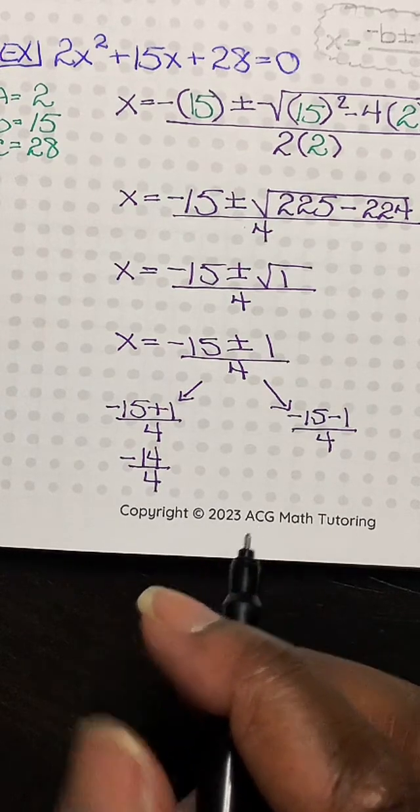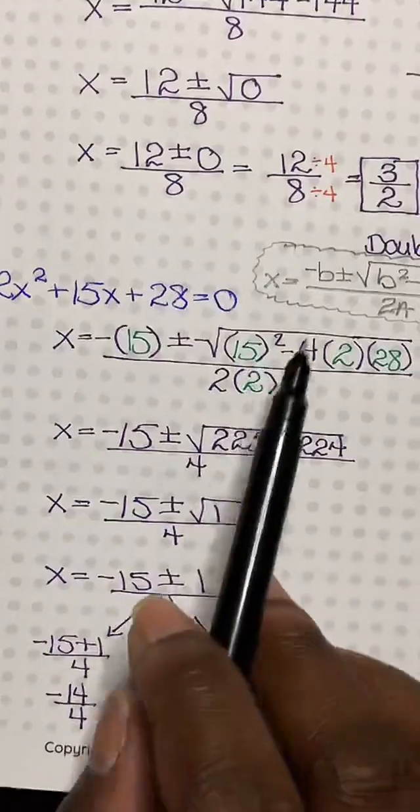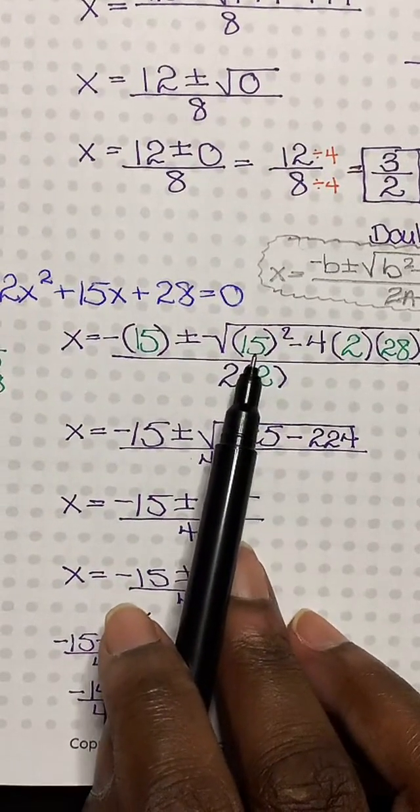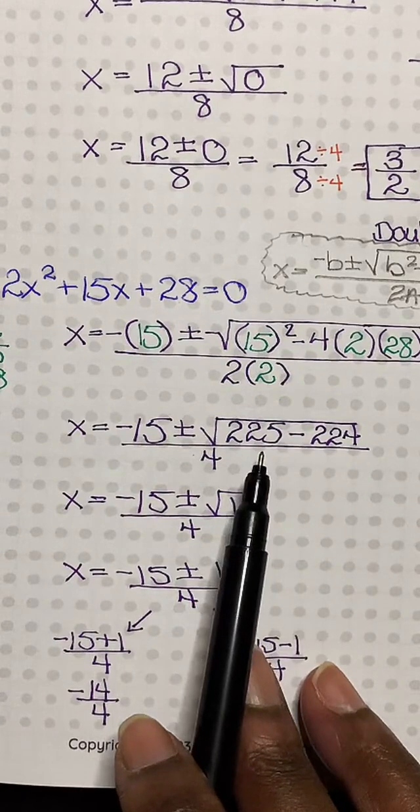How did I get 225? 15 squared. 15 times 15 gives me 225. I think that's Diana.